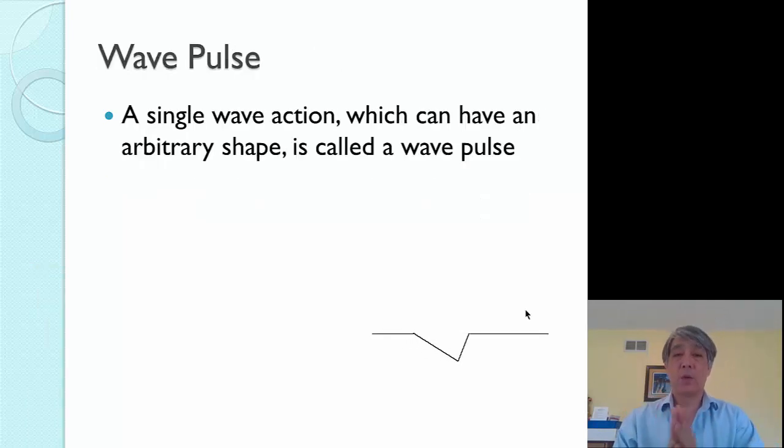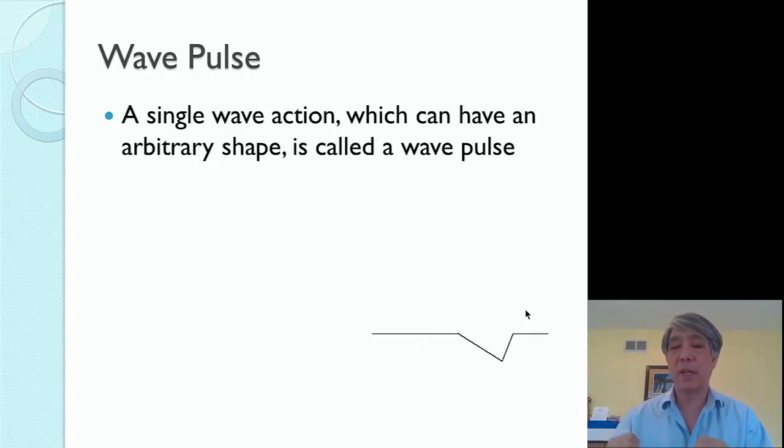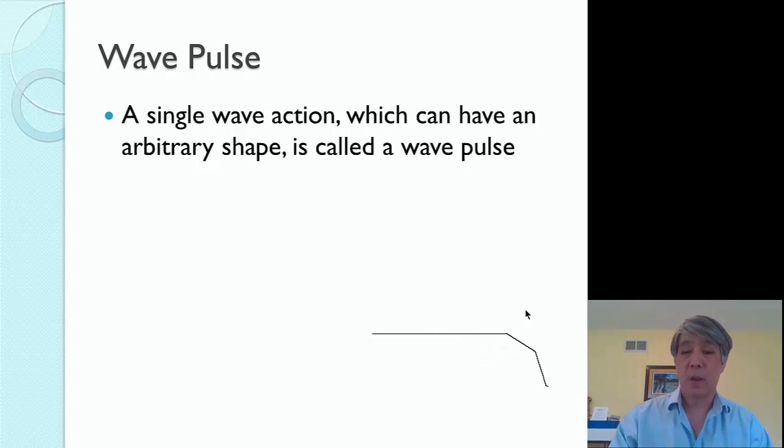This is an example of a wave pulse. It's just that little line going back and forth. In this case, it can have an arbitrary shape. It doesn't have to be a sine wave shape. In this case, it's kind of like triangular.